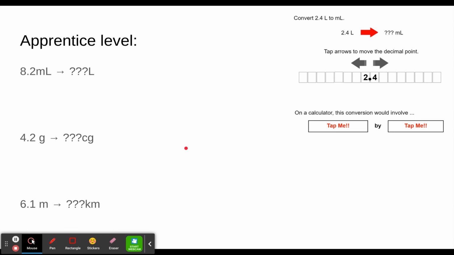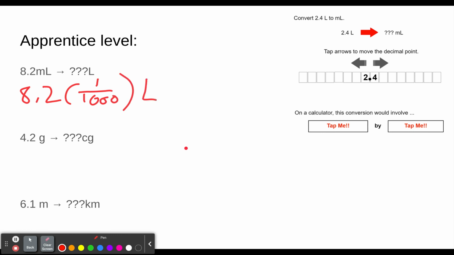rigmarole. So let's use the same system that we used in the first video on the metric system. We take 8.2, and then instead of writing milli, we know milli means 1/1000th.